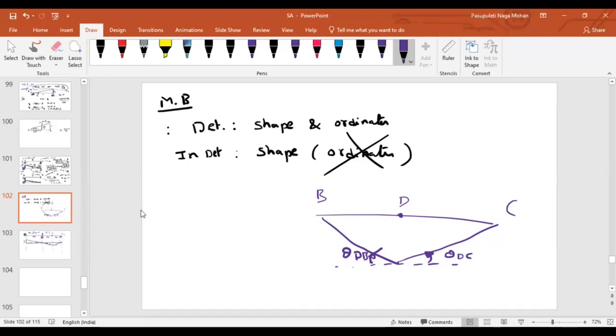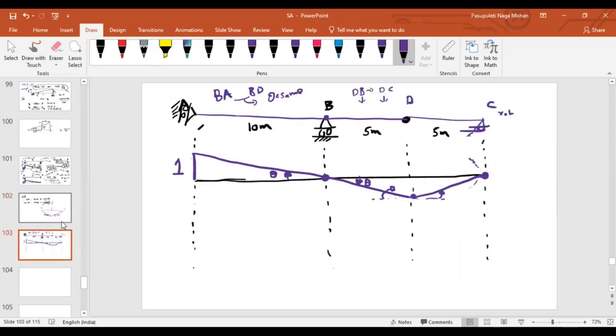If the slope directions are opposite, how can you say that they are equal here? They are not, because they are rotating in opposite directions. So that's why the slope at this point is not the same. First of all, is it okay about the deflected shape? Yes, sir, everybody.